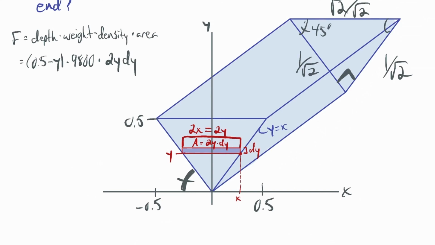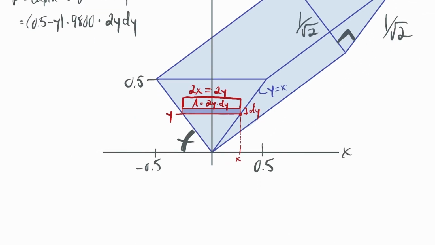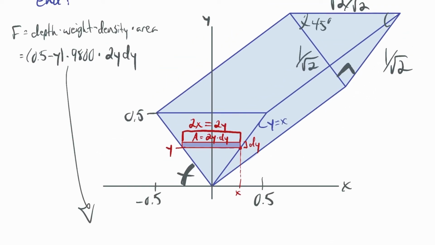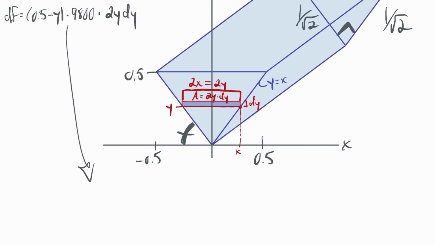And again, we want to check the units. The depth is in meters, the 9,800 is newtons per meter cubed, and the area is meters squared. So that all works out to be in newtons, so we're not leaving anything out. I'm probably going to run out of room here, so I'm going to bring this down here. In fact, I should call this dF, because it's the differential of F. It's the force for that slice.